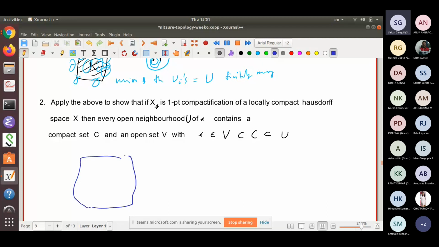So here is X, and here is this star, and I have been given an open neighborhood of this. Let's call it U. So I have to paint my U in some color. I'll paint it.